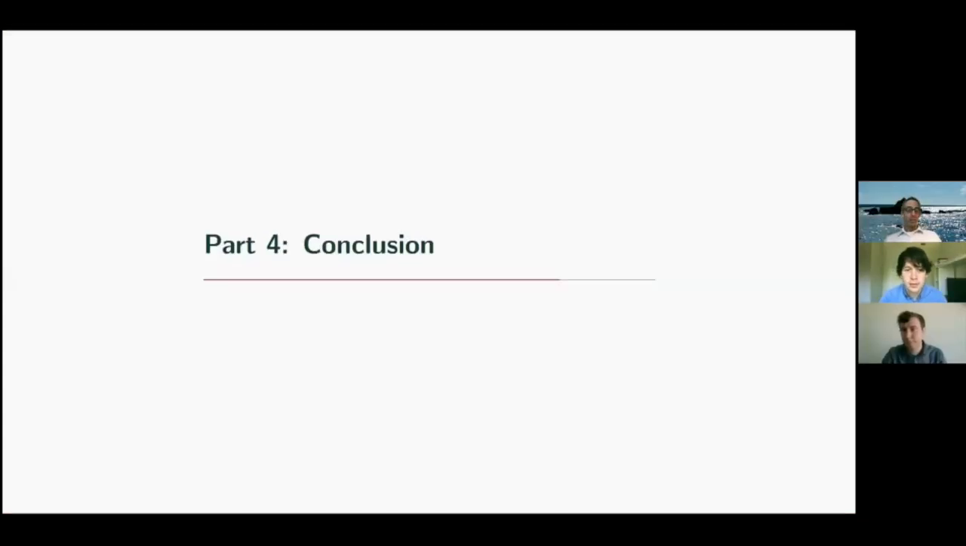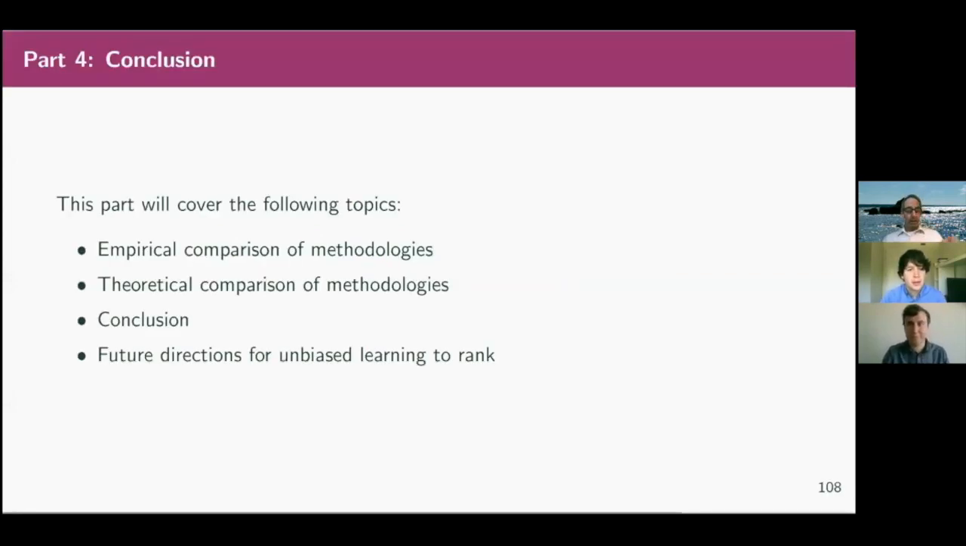All right, let's move on to the final part, part 4, the conclusion. In this part, we'll cover a number of issues. We'll look at an empirical comparison of the many methods that we've seen so far. We'll then summarize the methods from a theoretical point of view, and then we'll take a step back. We'll conclude, and we'll discuss a number of interesting directions for future research in unbiased learning to rank. Over to you, Rolf. Thank you.